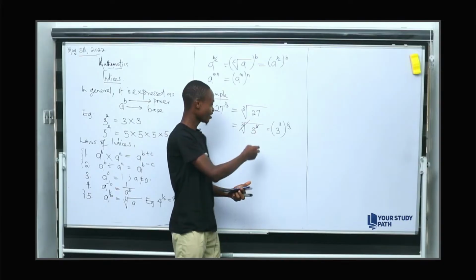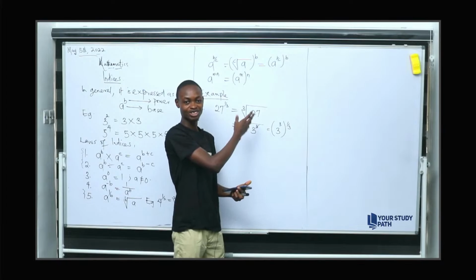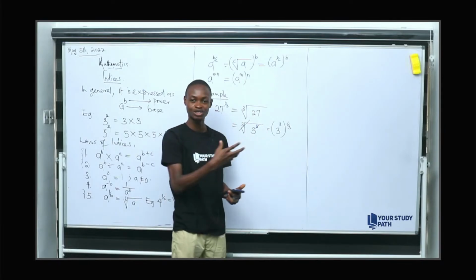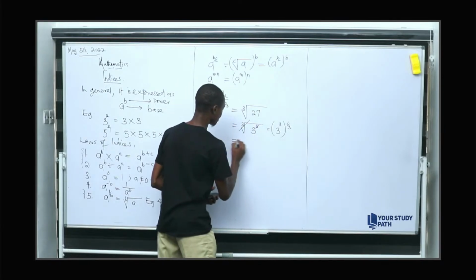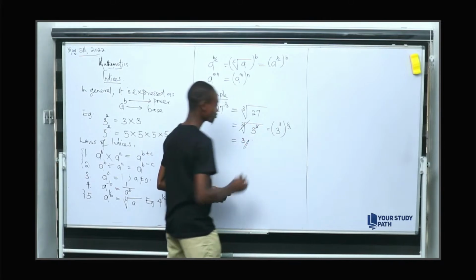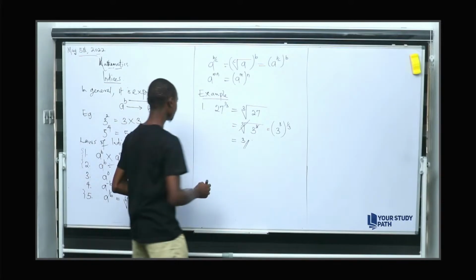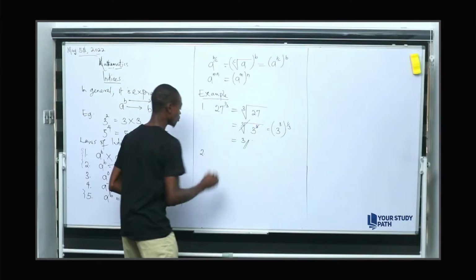So it's not like we just pick a power and then we just pick a root and then cancel them out. It just obeys the law of indices. And then we have our final answer to be 3. Simple and short, right? Let's take another one.